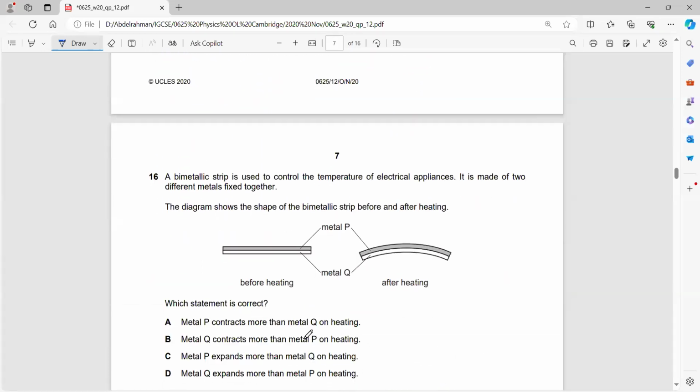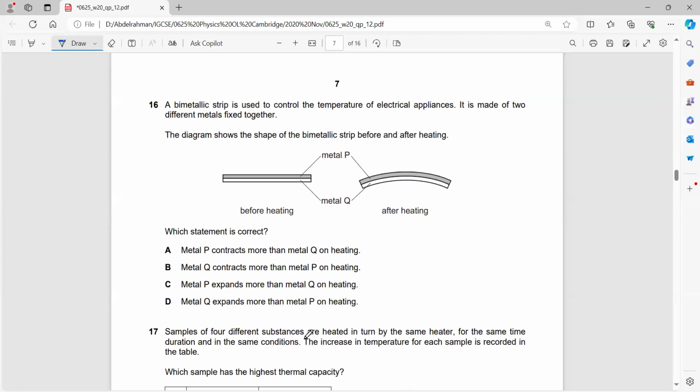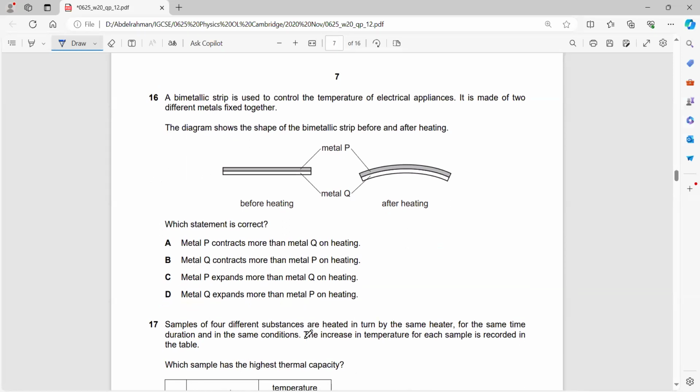A bimetallic strip is used to control the temperature of an electrical appliance. Which statement is correct? We have before heating and after heating. Metal P contracts more than metal Q on heating. This is wrong. Either say contracts on cooling or expands on heating. So metal P expands more than metal Q on heating, or metal Q expands more than metal P on heating. Metal P actually expands more.